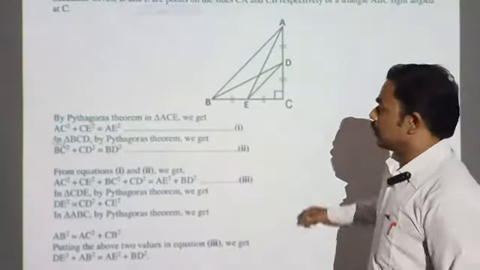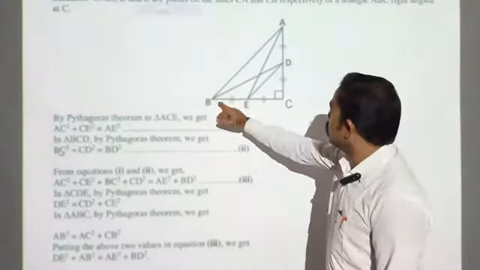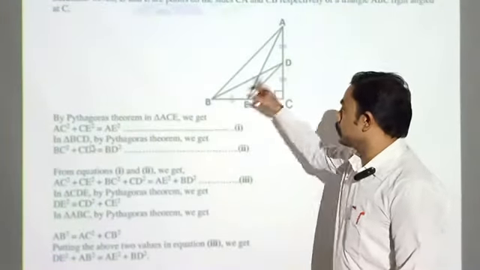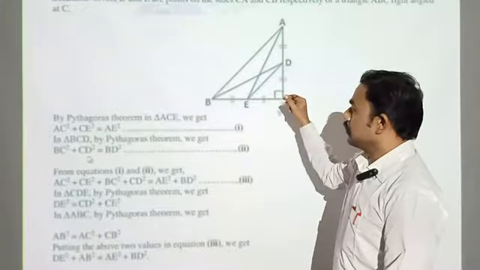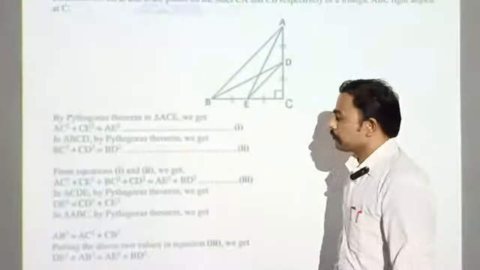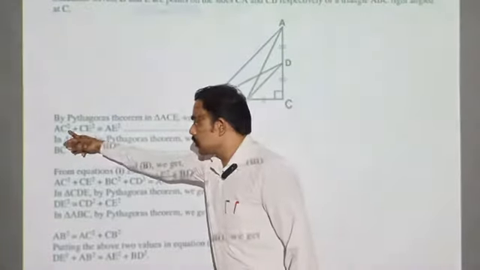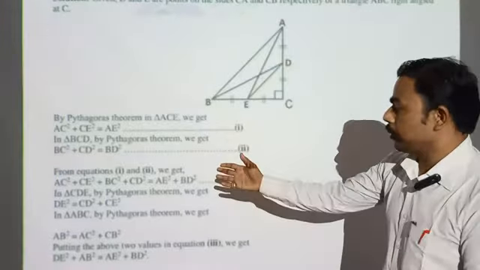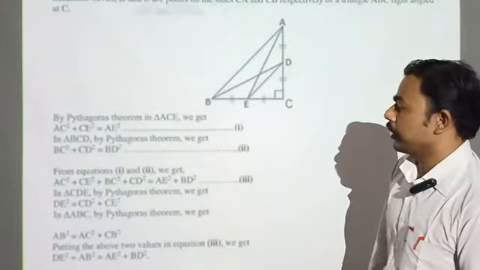Now in triangle BCD, the hypotenuse is BD, so BD squared equals BC squared plus CD squared. You can write that. From these two equations, we can add them: AC squared plus CE squared plus BC squared plus CD squared equals AE squared plus BD squared.